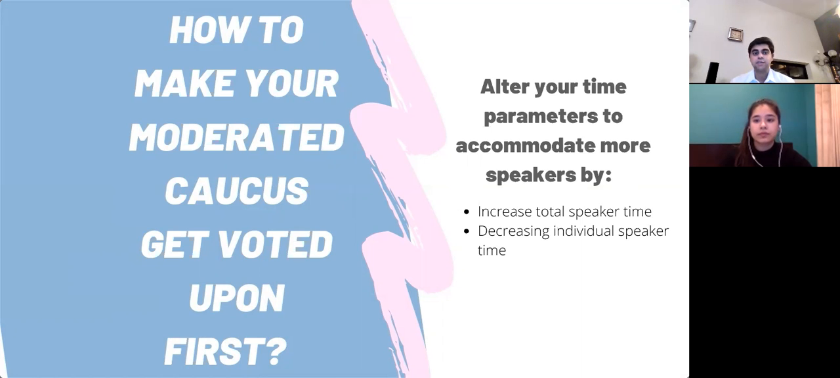Another question that delegates usually have is how do they get their moderated caucuses to be voted upon first? And the simple principle that you need to keep in mind is that the motion that accommodates the most speakers is the one that will gain precedence at the time of voting. So you can alter your time parameters to accommodate more speakers by either increasing the total time or decreasing the individual speaker time.